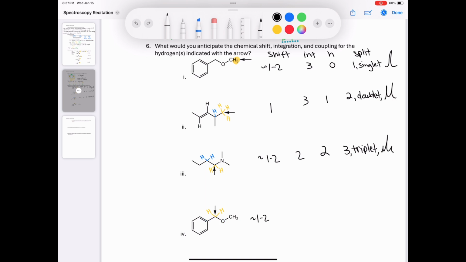These protons are not going to have any neighbors because to the right we have a heteroatom and to the left there are no hydrogens on that adjacent carbon. So n is equal to 0, which gives a singlet, and the integration is 2 because there's 2 protons that are making the signal.